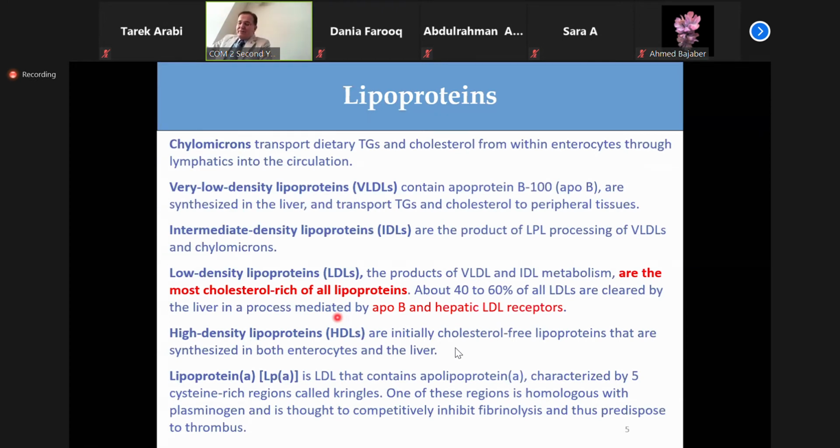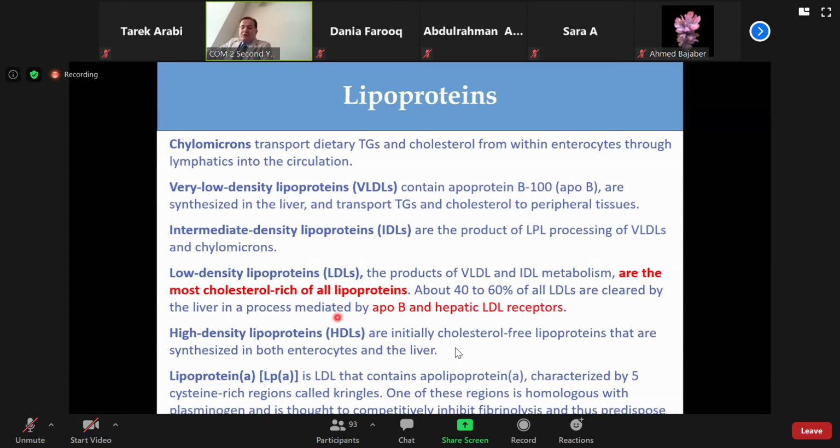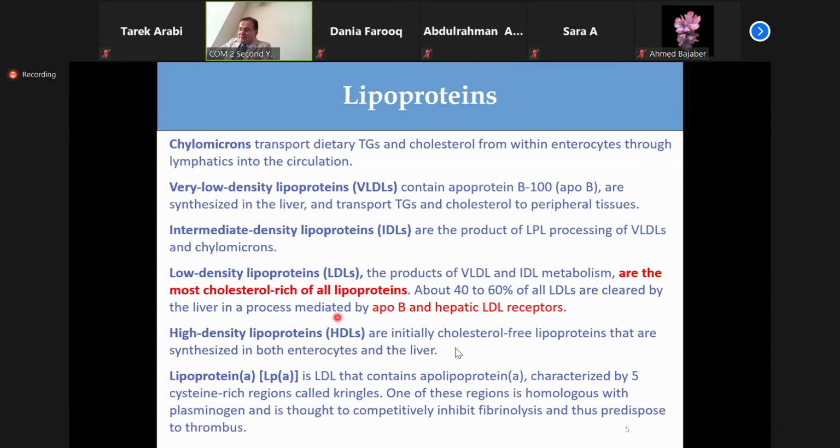Then we do have the low density lipoproteins. These are the bad lipoproteins. And when we say bad, it's because if you look into the cholesterol in the LDL content, this is what we call the bad lipoprotein because it is atherogenic. And this is the most cholesterol rich of all lipoproteins. This is the LDLs. And the uptake is mediated by the ApoB100 and LDL receptors.